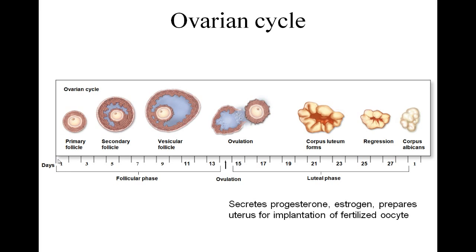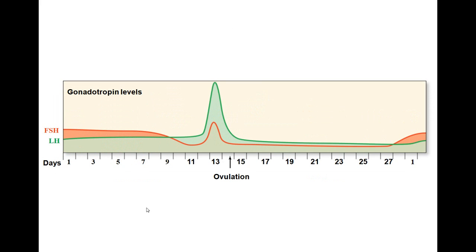We start with day 1: the primary follicle, secondary follicle, vesicular follicle, and ovulation on day 14. Then we get the corpus luteum, regression, and the corpus albicans. The follicular phase is when the follicle is developing, and the luteal phase is when the corpus luteum is developing. The luteal phase is preparing the uterus for fertilization. So if you have a zygote in there, it's getting the uterus ready for the zygote to have a place to implant.